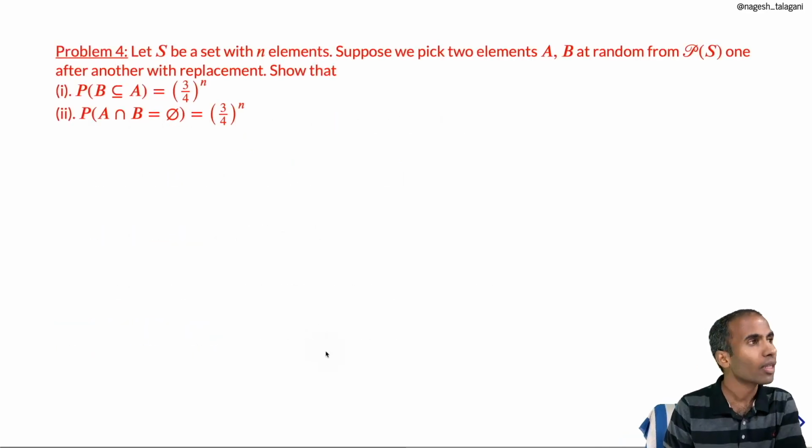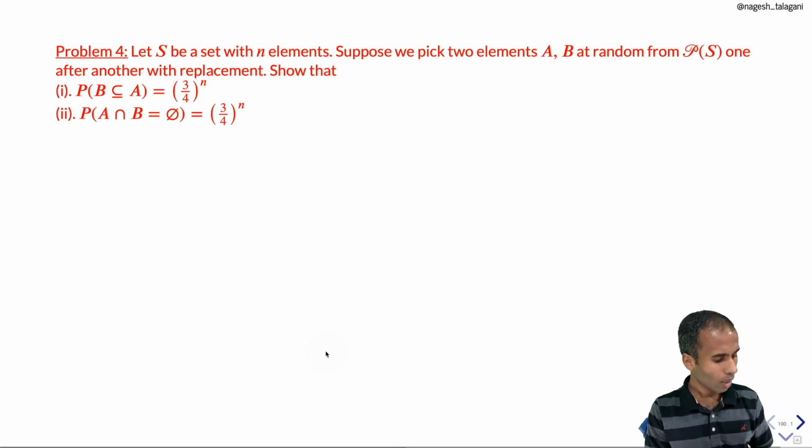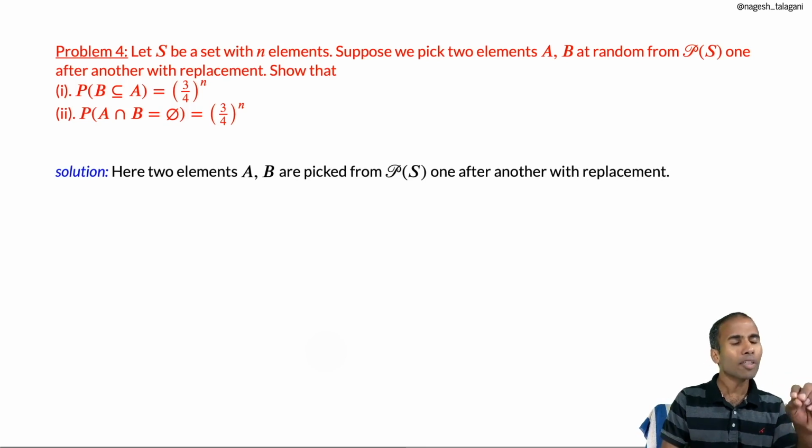Okay, problem. Let S be a set with n elements. Suppose we pick two elements a, b at random from the power set of S, one after another with replacement. So for the first one, the probability of b subset of or equal to a is (3/4)^n. Second one, the probability of a intersection b equal to empty set is also (3/4)^n. Okay. Here, the random experiment is picking two elements a, b at random from the power set of S, one after another with replacement.